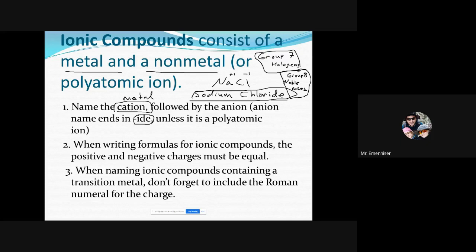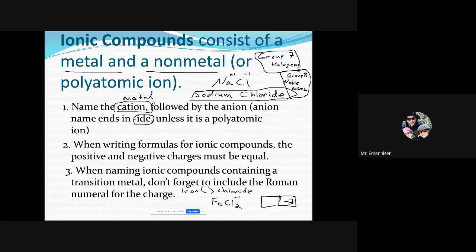When writing formulas for ionic compounds, the positives and negatives must be equal. Okay. And then when naming compounds, if you have a transition metal, then you need to indicate the Roman numeral for the charge. So if I wanted to say iron, let's say iron chloride. Okay, and I'm going to put parentheses there, and we'll fill that in. So iron chloride. Okay, I got iron, and I know it's a positive, and then I got chlorine, which is a minus, and it's a -1 because it's in group 7. And so I know that my net negative charge is a -2.